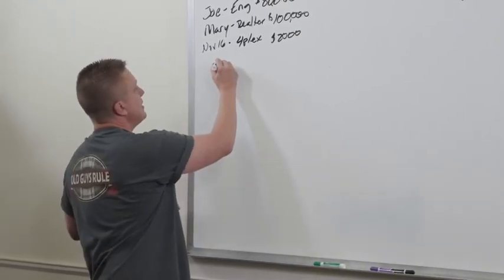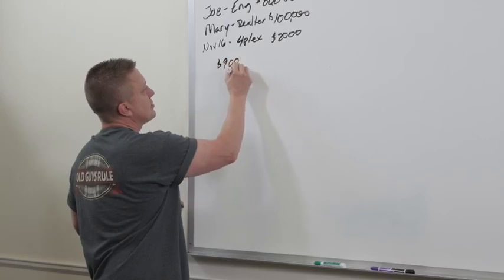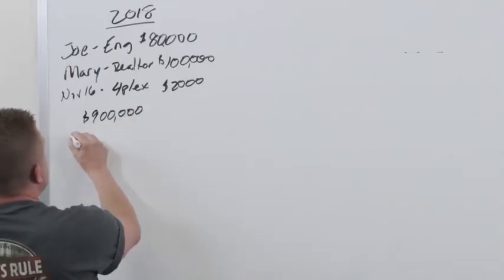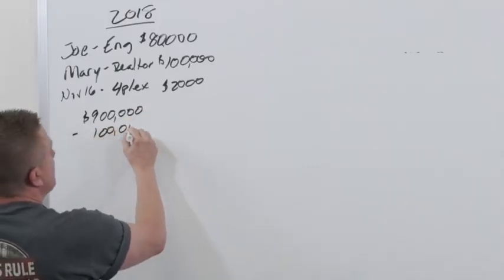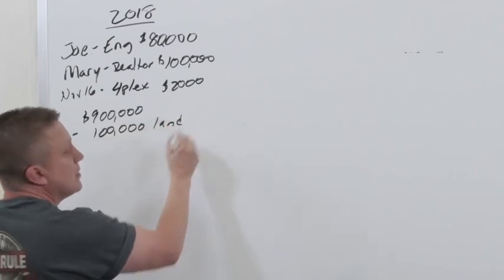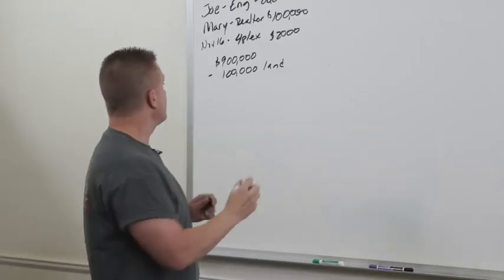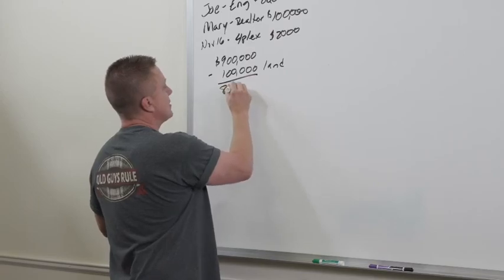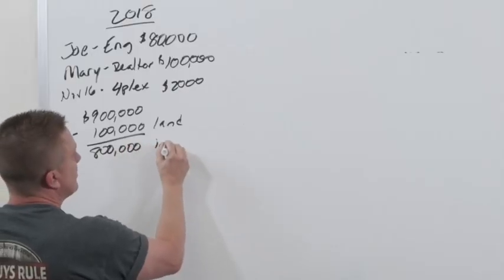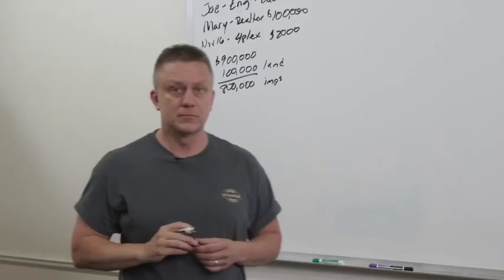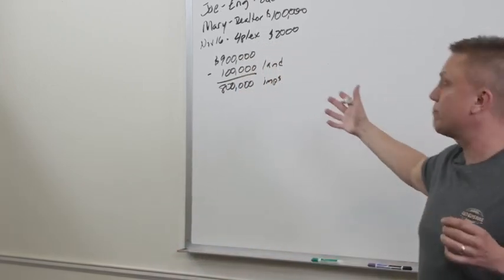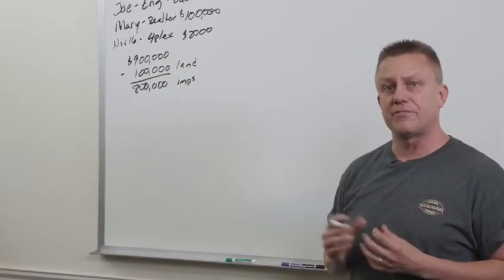Back in 2016, they paid $900,000 for the property, which they determined $100,000 of that is the value of the land, right? The dirt underneath. What's left over, the $800,000, is called improvements to the land. Okay, so this is how their tax year kind of falls out.